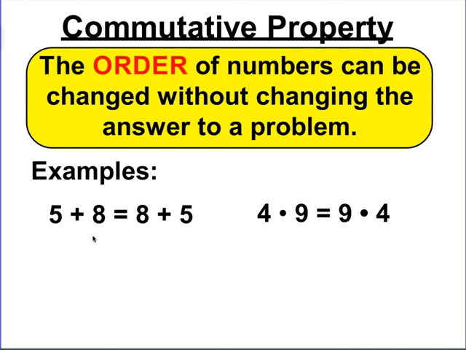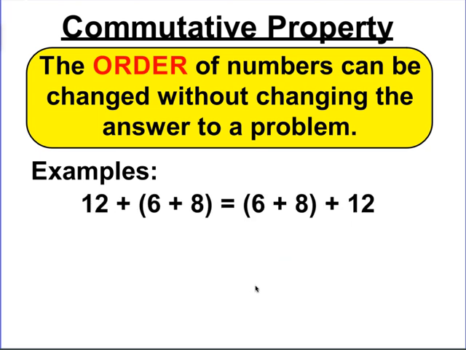So here we have the first problem, 8 plus 5 and 5 plus 8. You can see the numbers just change order, but when you solve both of those, you'll find out 8 plus 5 is 13 and 5 plus 8 is 13. The second example shows one for multiplication. Again, it's kind of like a mirror image. 4 times 9 is equal to 9 times 4. If you solve either one of those, you know your times tables, right? So 4 times 9 and 9 times 4 are both 36.